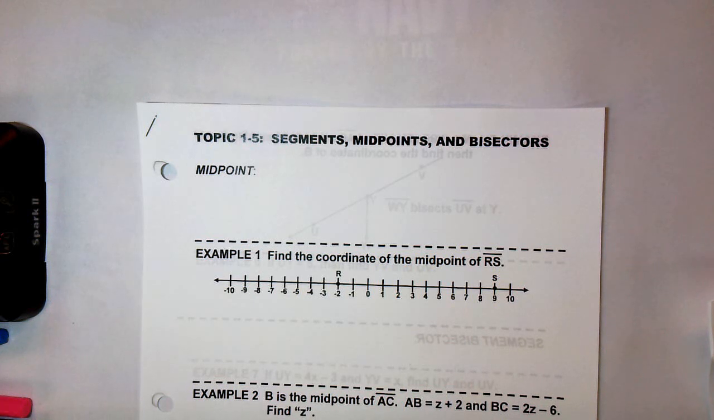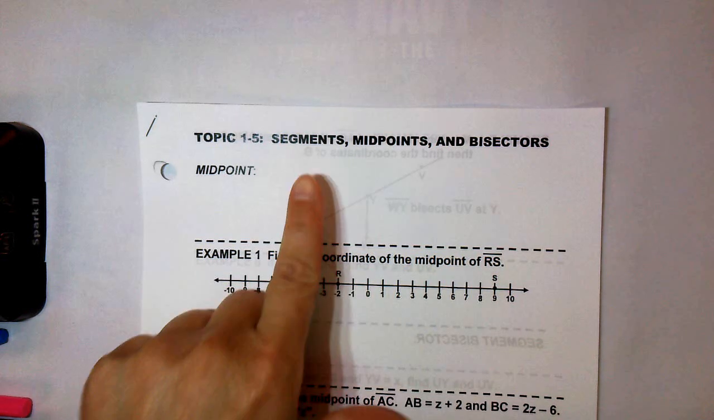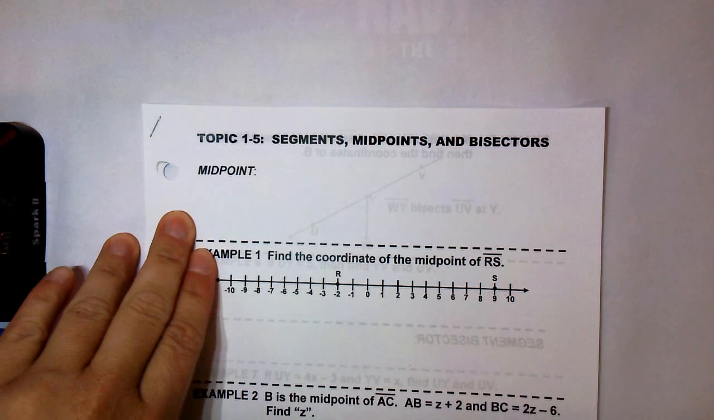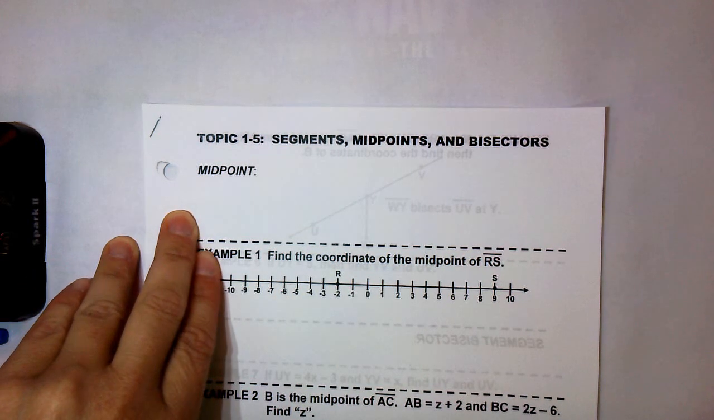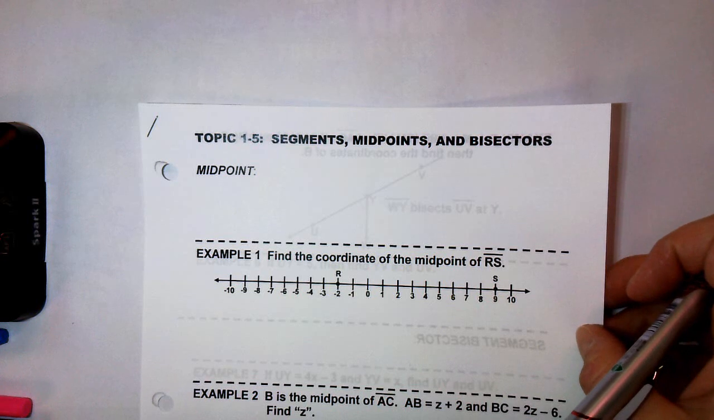Okay, here we go. 1-5 today, segments, midpoints, and bisectors. So we've done all the other stuff. We've worked with segments. We've had a random point on segments. Now we have a midpoint, and today we're going to learn what bisecting means.